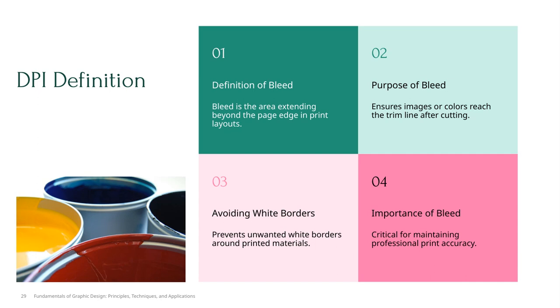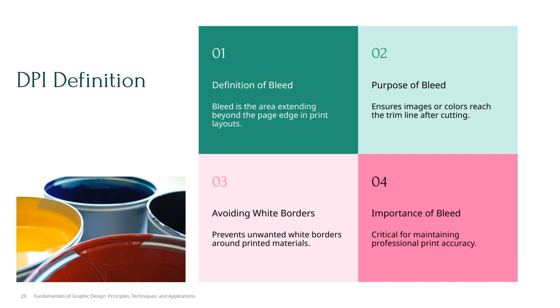Let's talk about the concept of bleed in print design. Bleed is essentially the area that extends beyond the actual page edge. This extra space is crucial because during printing and trimming, slight shifts can occur. By having bleed, we ensure that there are no unwanted white borders around our printed materials, which can happen if the cut isn't perfectly aligned. Now, understanding DPI, or dots per inch, is important here because it relates to print quality and clarity. A higher DPI means a sharper, more detailed image, which is vital when dealing with bleed areas.